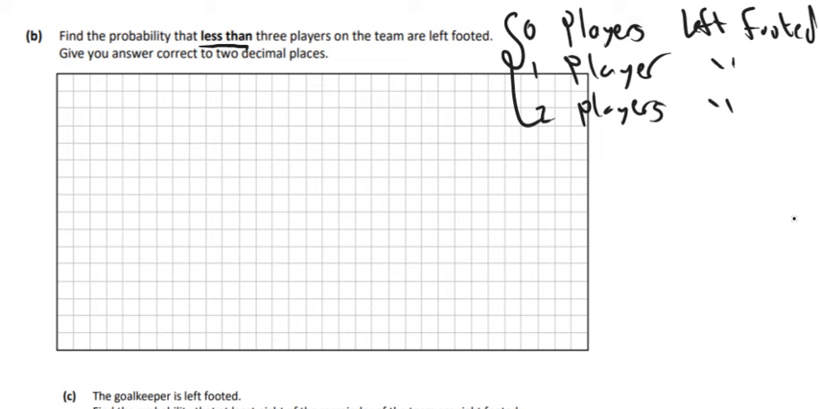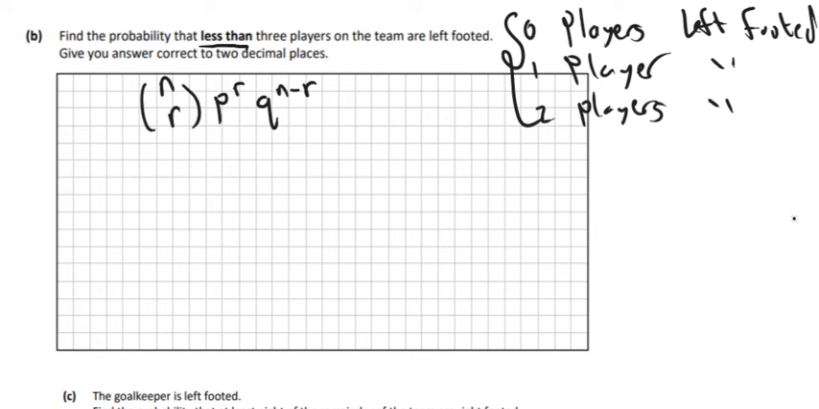So it's going to be similar enough to part A. You're going to use the same formula again, but you're just going to use it for each of the 3 of them. So for 0 players, for 1 player, and for 2 players to be left-footed. So that's all you're going to do. So it's the same formula again. It's n choose r, p to the power of r, and q to the power of n minus r.